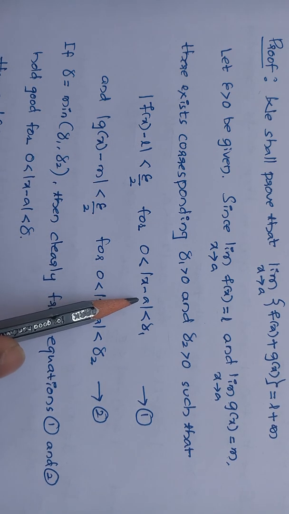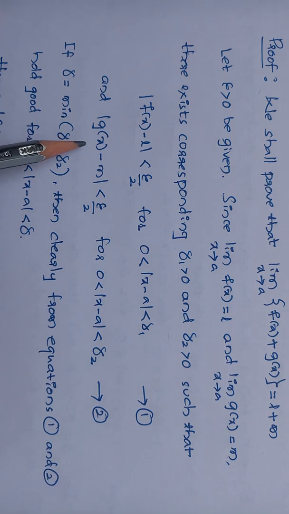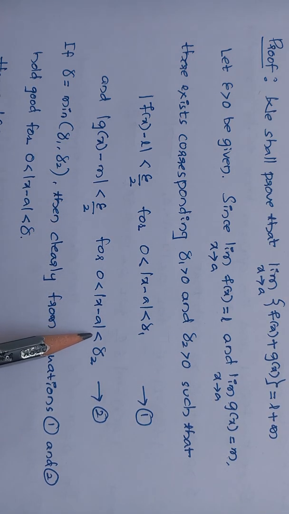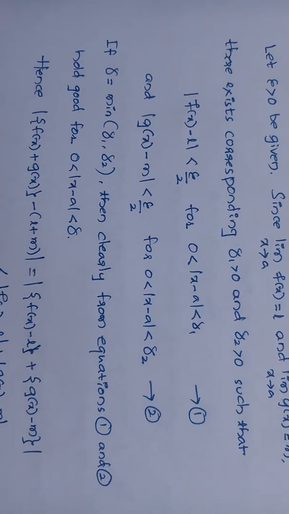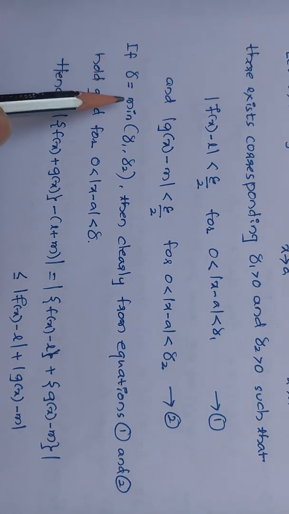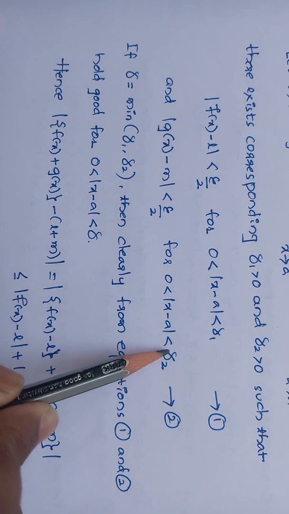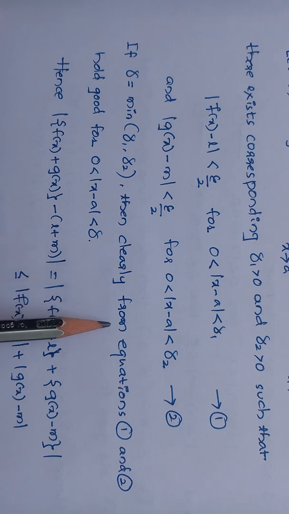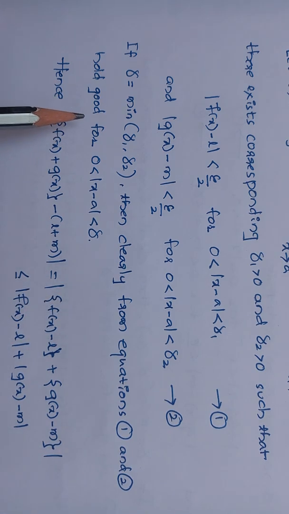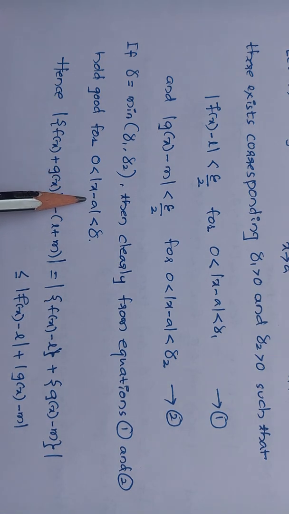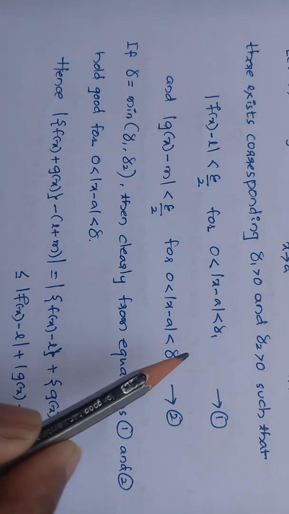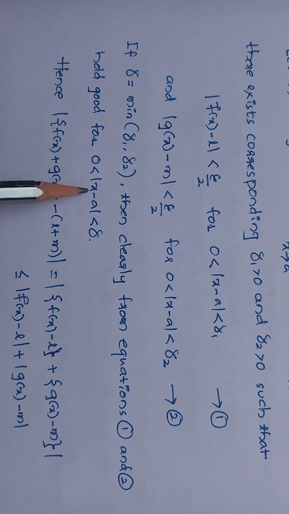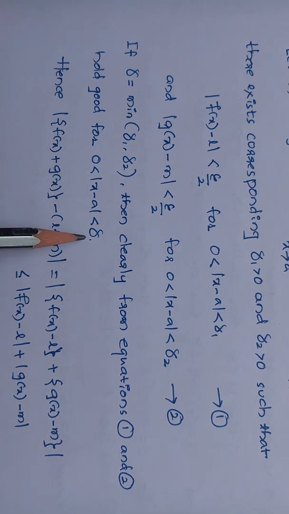and modulus of g of x minus m is less than epsilon by 2 for 0 is less than modulus of x minus a is less than delta 2. Here I take delta as the minimum of delta 1 and delta 2. So then clearly equations 1 and 2 hold good for 0 is less than modulus of x minus a is less than delta. The minimum of these two values I take as delta. So then 0 is less than modulus of x minus a is less than delta becomes.